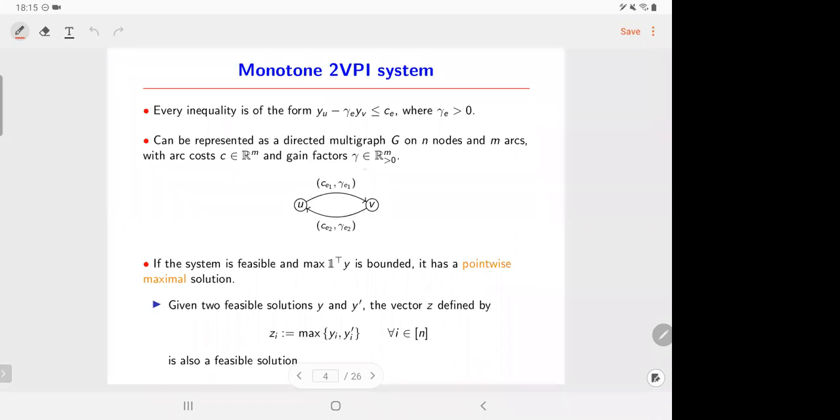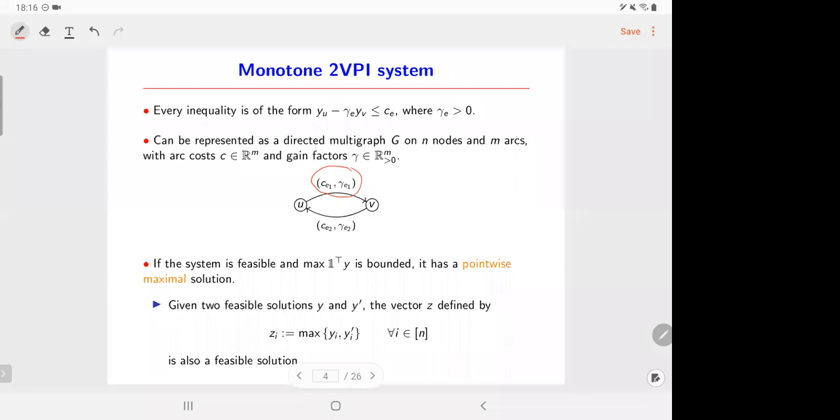So throughout this talk, I will be using this tuple to define the cost and gain factor of any arc. A nice property about monotone 2VPI systems is that if the system is feasible and is bounded in the positive side, then it has a unique pointwise maximal solution.